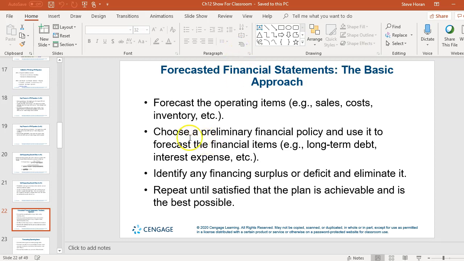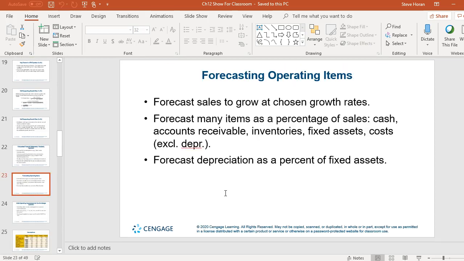So that's part of what the choose a preliminary financial policy that we use to forecast the financial items. What will be kind of the financing source, long-term debt. If we have more long-term debt, that affects interest expense and so on. And so then we have to identify financing surplus or deficit and eliminate that and repeat until we believe we have the plan that works for us.